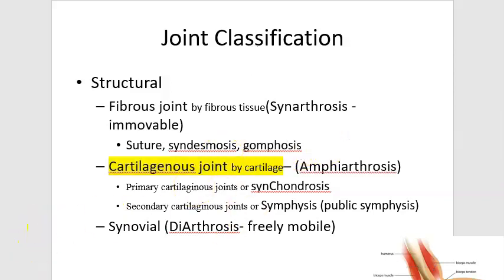That means the joining material in the middle is what? Cartilage. That is the fevicol. What is the fevicol here? The cartilage. That's why it's called a cartilaginous joint. Now based on the type of cartilage, it could be either hyaline cartilage or fibrocartilage, right? So you have primary cartilaginous joints and secondary cartilaginous joints. Basically here you have very medical terms: synchondrosis and symphysis.